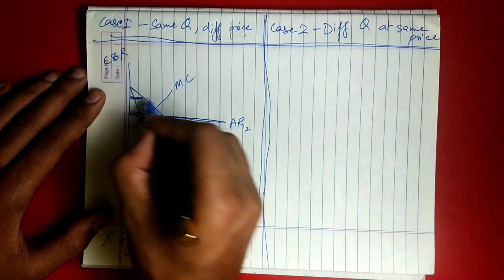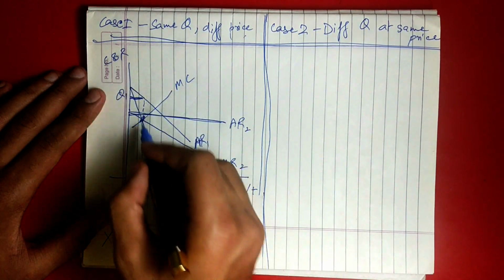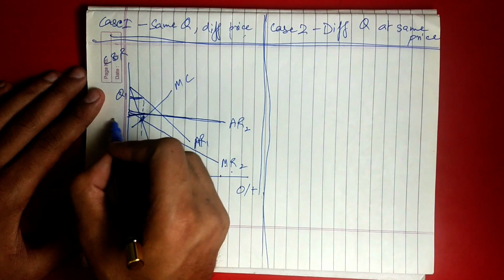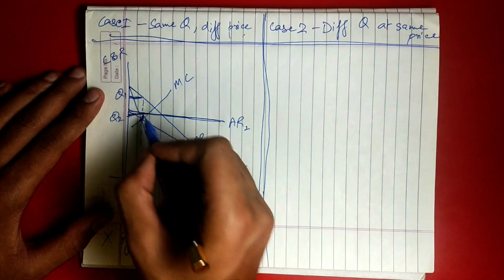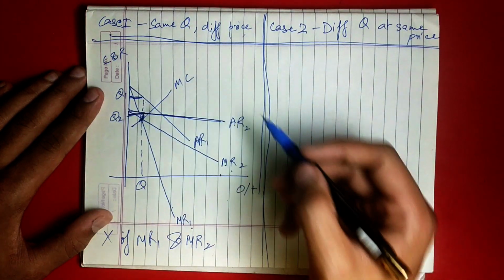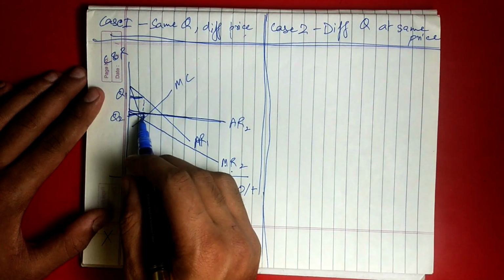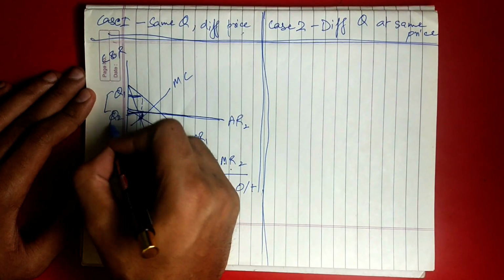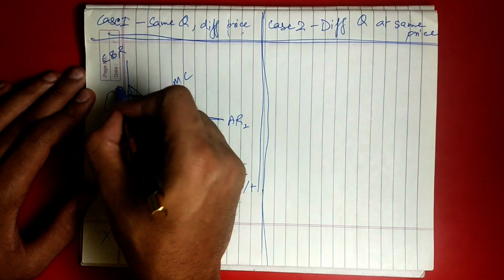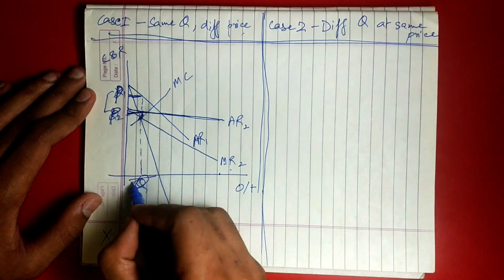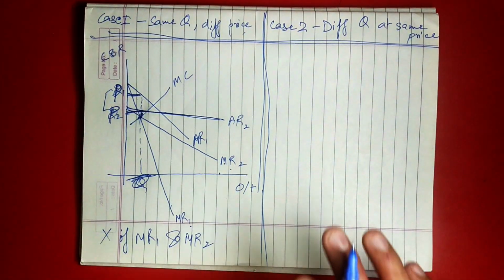This is the price charged to consumer 1, and this here is the price charged to consumer 2. You have to just see, corresponding to that point on the demand curve, what price they are charging. So you can see the different prices and same quantity. So this is the first case.